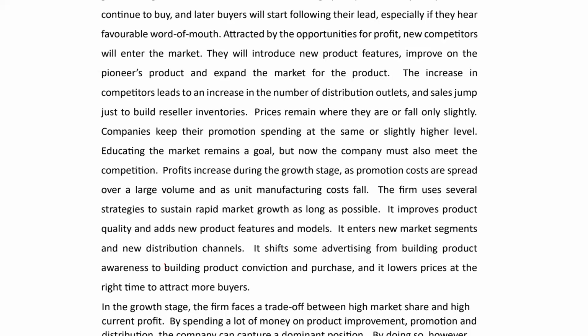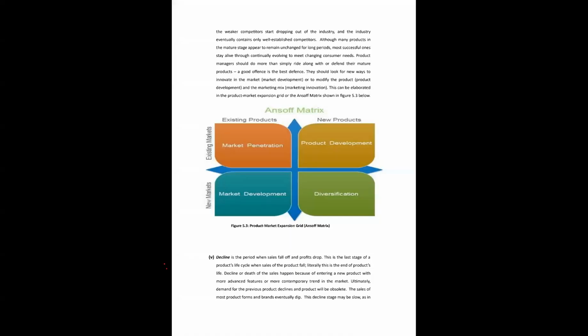The firm uses several strategies to sustain rapid market growth as long as possible. It improves product quality and adds new product features and models. It enters new market segments and new distribution channels. It shifts some advertising from building product awareness to building product conviction and purchase. And it lowers prices at the right time to attract more buyers. That is what usually happens.